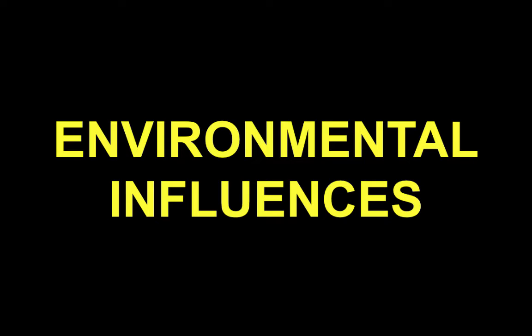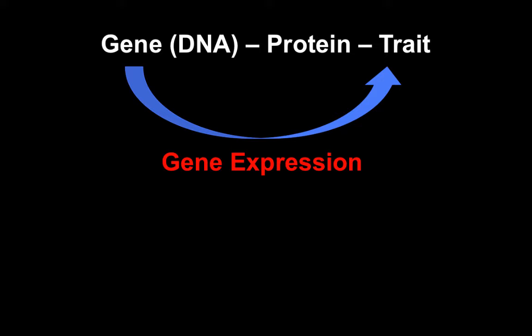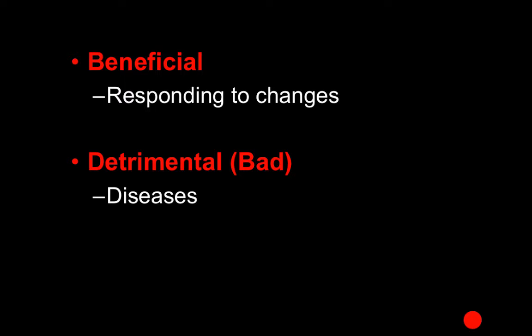Next, we're going to look at environmental influences. So remember DNA, protein, trait, and how the genes or the DNA becomes a trait is what's called gene expression. And environmental factors can have a major impact on this. And we talked about a couple different ways. Now, these can be beneficial because they allow an organism to respond to changes in their environment, but they can also be detrimental in that they can cause many different diseases.